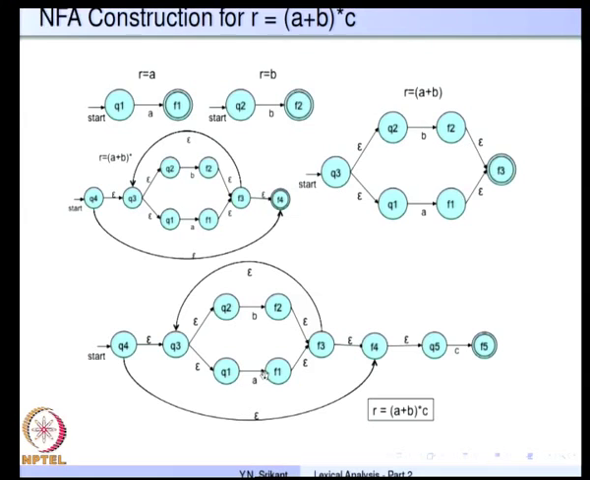So, you can see that there are many epsilon arcs here. So, the construction of DFA from NFA can take care of removal of epsilon arcs and the non-determinism, and finally convert it into a deterministic finite automaton.